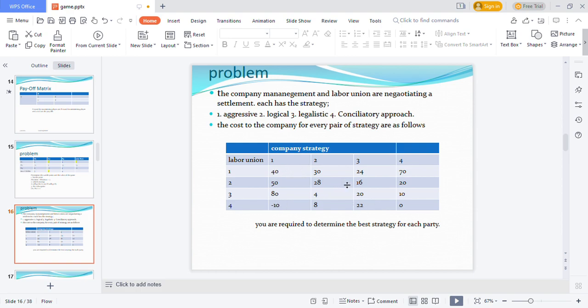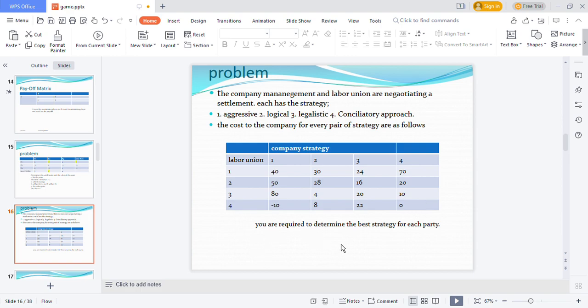We have 40, 30, 24, 70, 50, 28, 16, 20, 84, 20, 20, 10, negative 10, 8, 22, and 0 for labor union. For company, we have 40, 50, 80, and negative 10. Strategy 2, 30, 28, 4, and 8. Strategy 3, 24, 16, 20, 22. Strategy 4, we have 70, 20, 10, and 0. So these are the strategies which the company will employ.